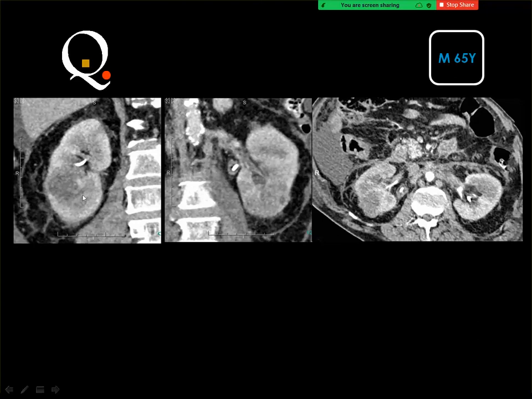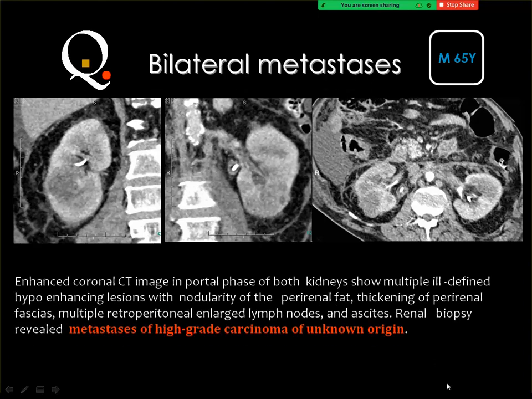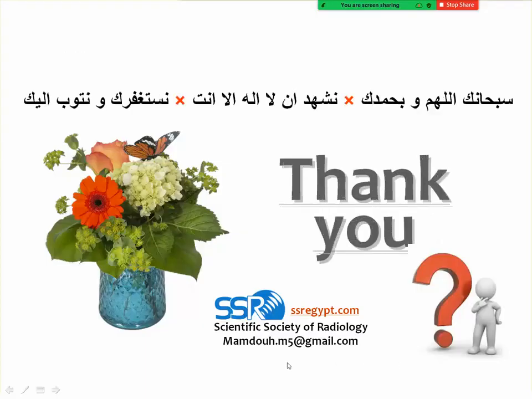Then if you consider the lesion on the opposite side, then you may say that this is renal cell carcinoma with metastasis to the opposite kidney, or this is renal lymphoma with involvement of both kidneys, or this is metastatic deposits of unknown primary to both kidneys, and this was the situation, metastasis of high-grade carcinoma of unknown origin after they biopsied these masses. So this is the logical thinking. You think first of the primary lesion, then consider the possibility of lymphoma, then consider the possibility of metastasis. Thank you very much.